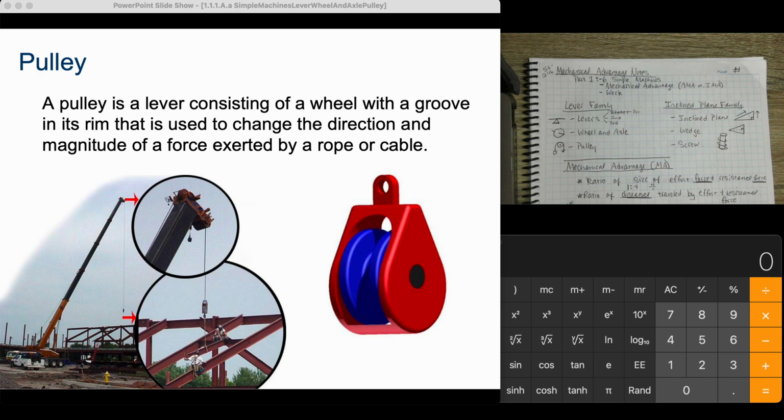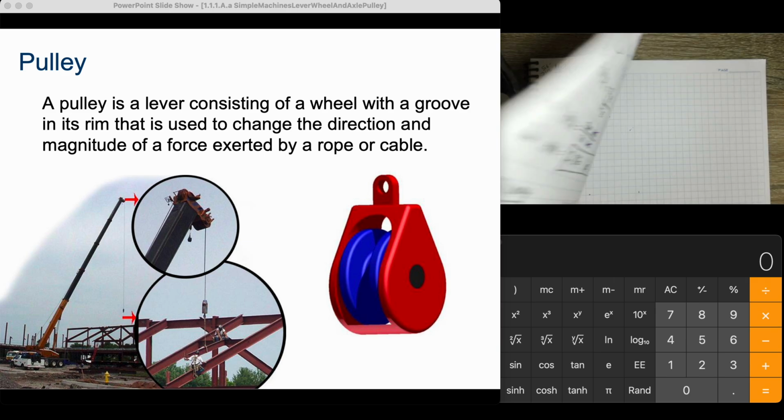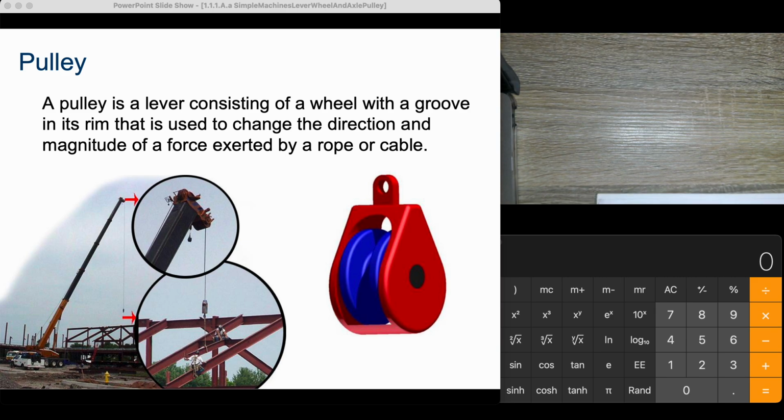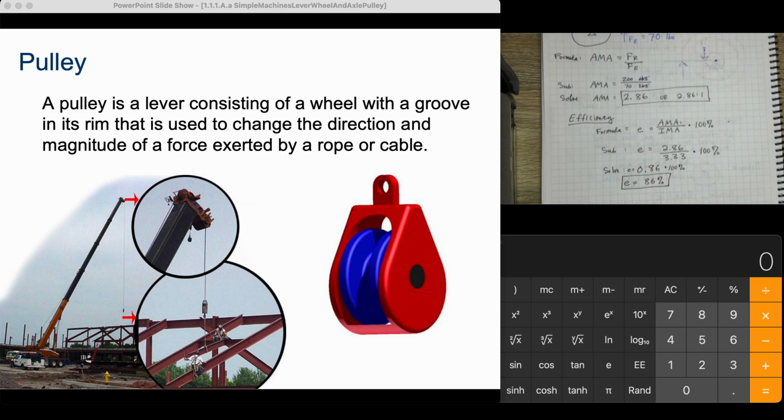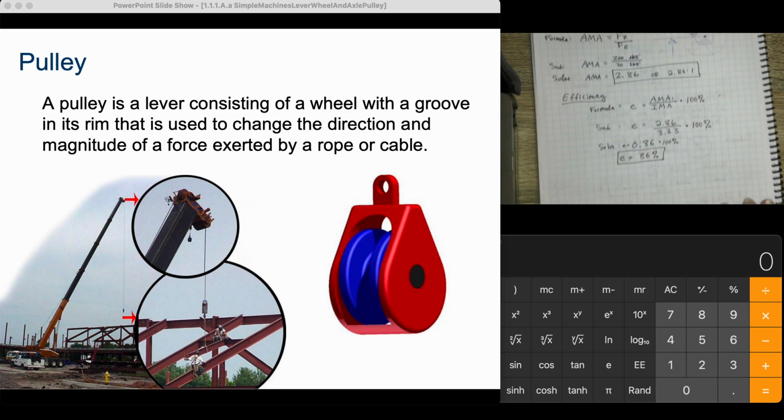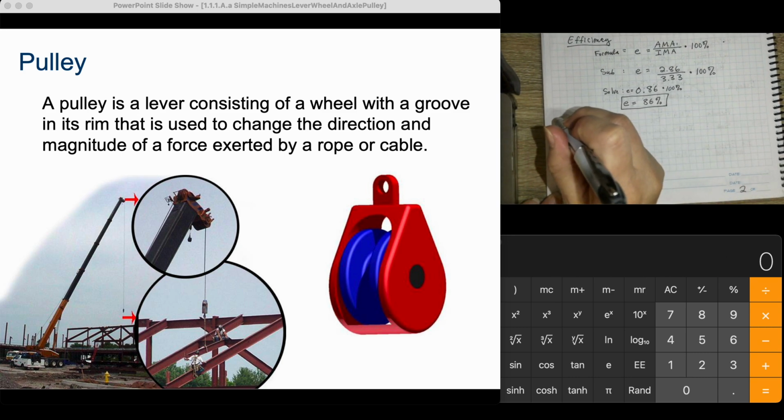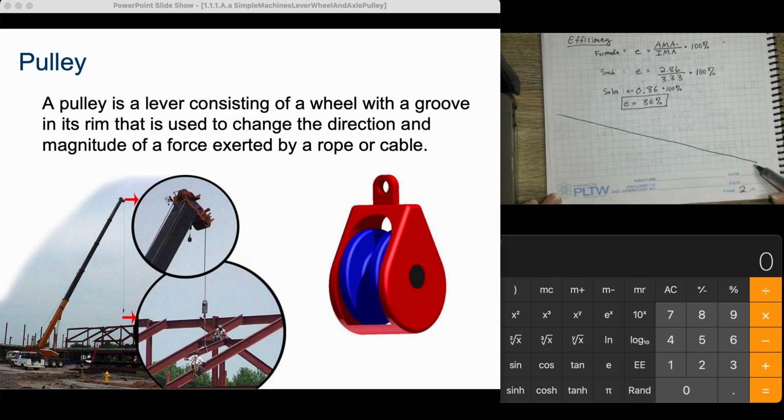The lever family, we are finishing off with the pulley, one of the easiest to actually calculate, so this shouldn't be too bad. So for me, I've actually got some extra space down here, and I want to start pulleys on their own page, so I'm going to go ahead and put a line through there.